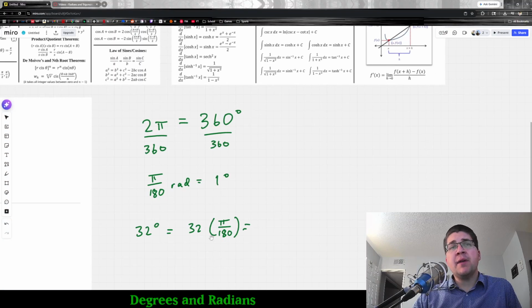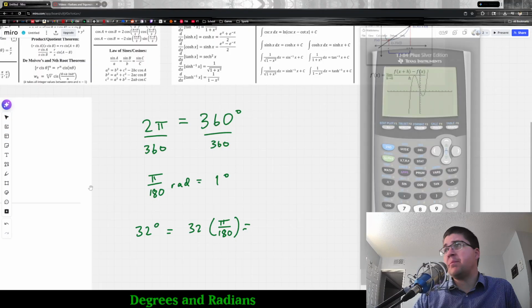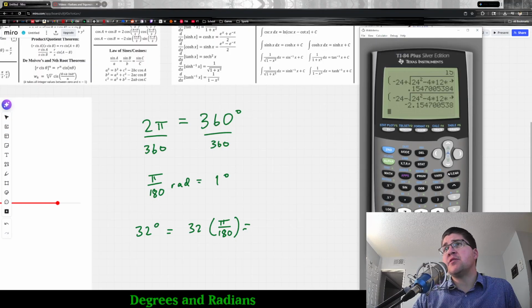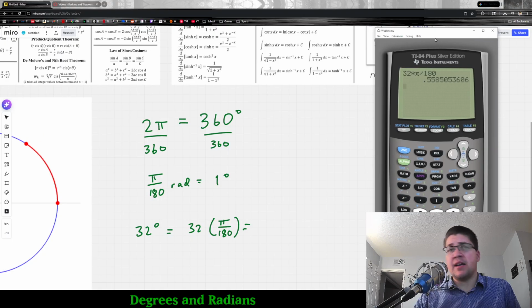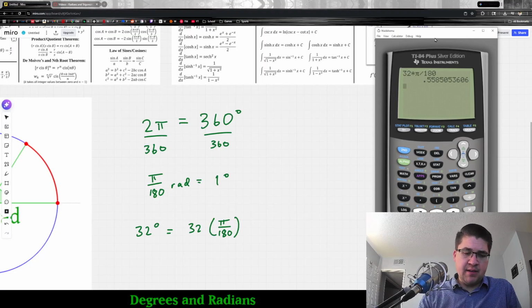But from here, again, we could reduce this. Let me just pop up a calculator real fast so that we can get an approximated value of this. Because with pi, we know pi is an irrational value approximated by 3.14. But if we want to be fairly precise about this, let's just round it to 3 sig figs. So we'd have about 0.559.